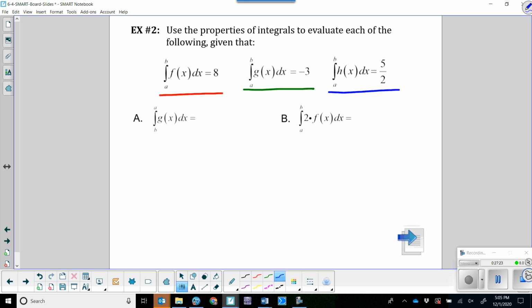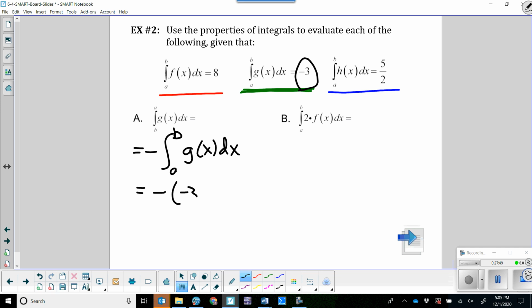Okay, so looking at a. Well, a is going from b to a, where what we were given goes from a to b. This is for g. So that means we use the property that says this is the same thing as the opposite of the integral from a to b of g of x dx. Well, we know the value of that because they told us it was -3. So this is negative of -3. This answer is 3. Okay, so that's just using the properties.